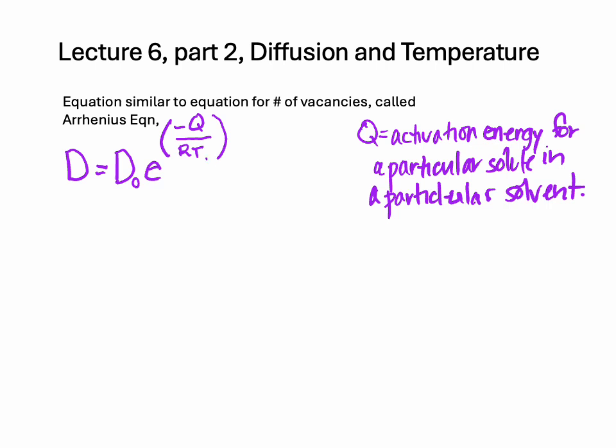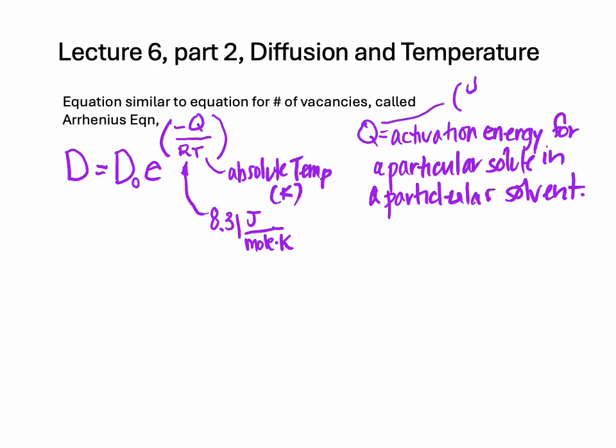Okay, T is absolute temperature in Kelvin. R is the gas constant, 8.31 joules per mole Kelvin. Q has units of joules per mole. So all of the units cancel and you're taking e to some number but with no units. The units for D0 and D are both meters squared per second.